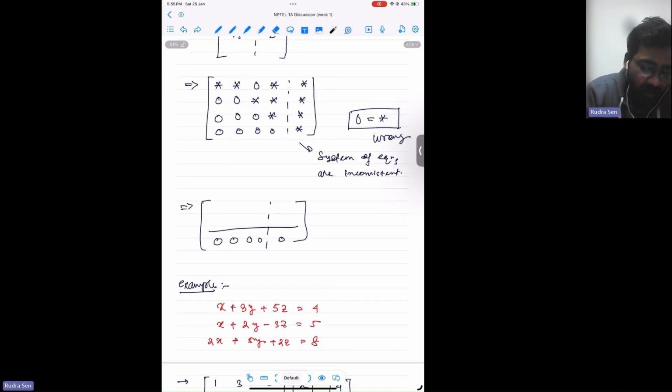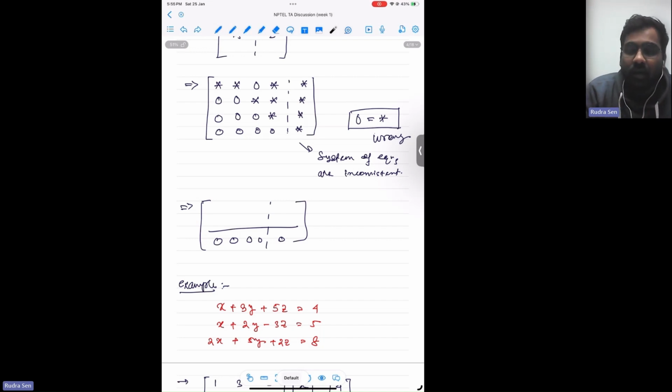Okay. Now, if all the same things are equal like this, and the last row of this augmented matrix after the row elimination method comes up as 0 equals 0, that means the system is consistent. That means we will get at least a result. We will get a solution from this system of equations.